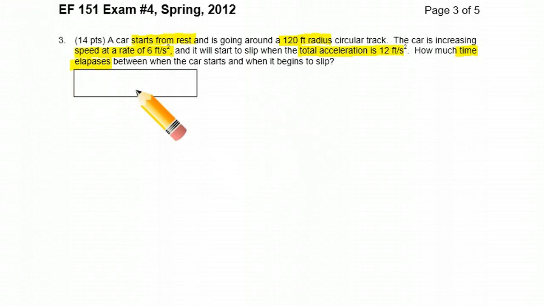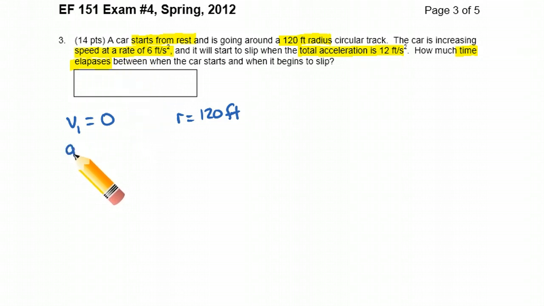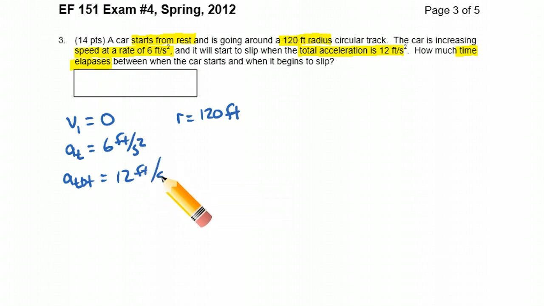Okay, so let's write out what these things tell us. V1, we'll call it, is equal to 0. This will be our radius of the track, 120 feet. Increasing speed gives us our tangential acceleration, 6 feet per second squared. And then total acceleration is 12 feet per second squared. And then we want to find the time.